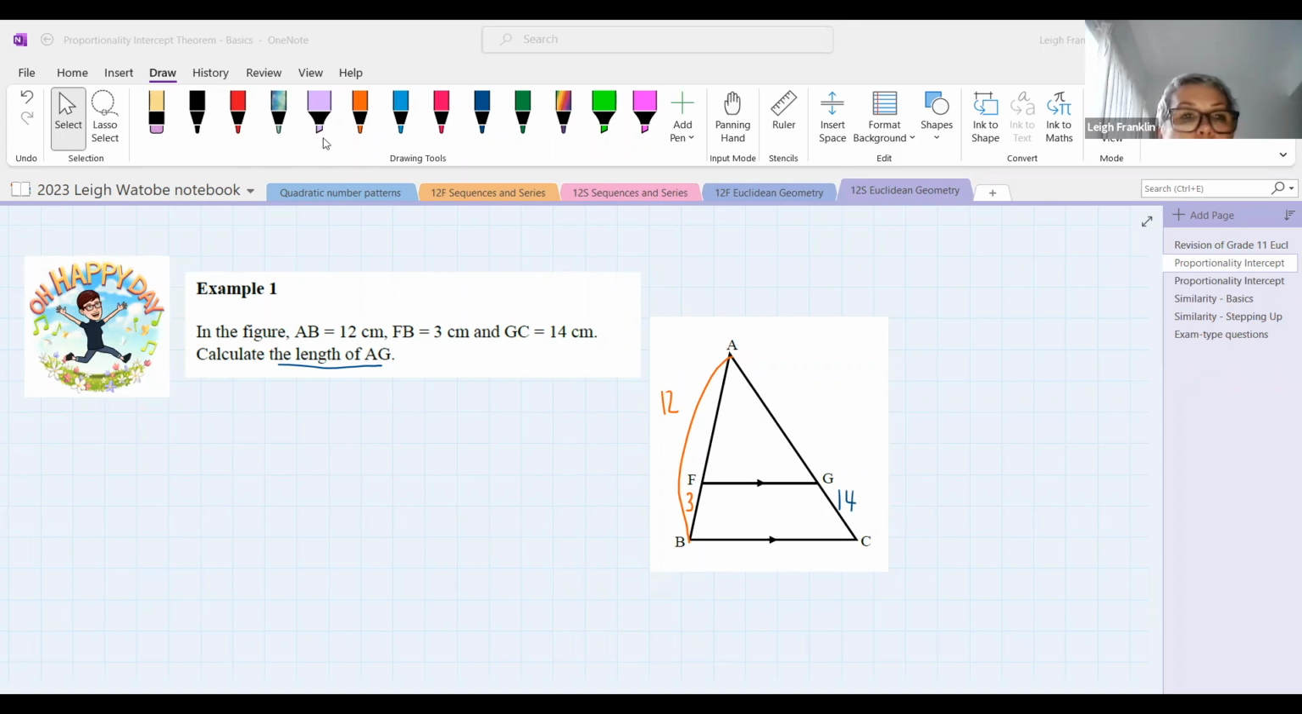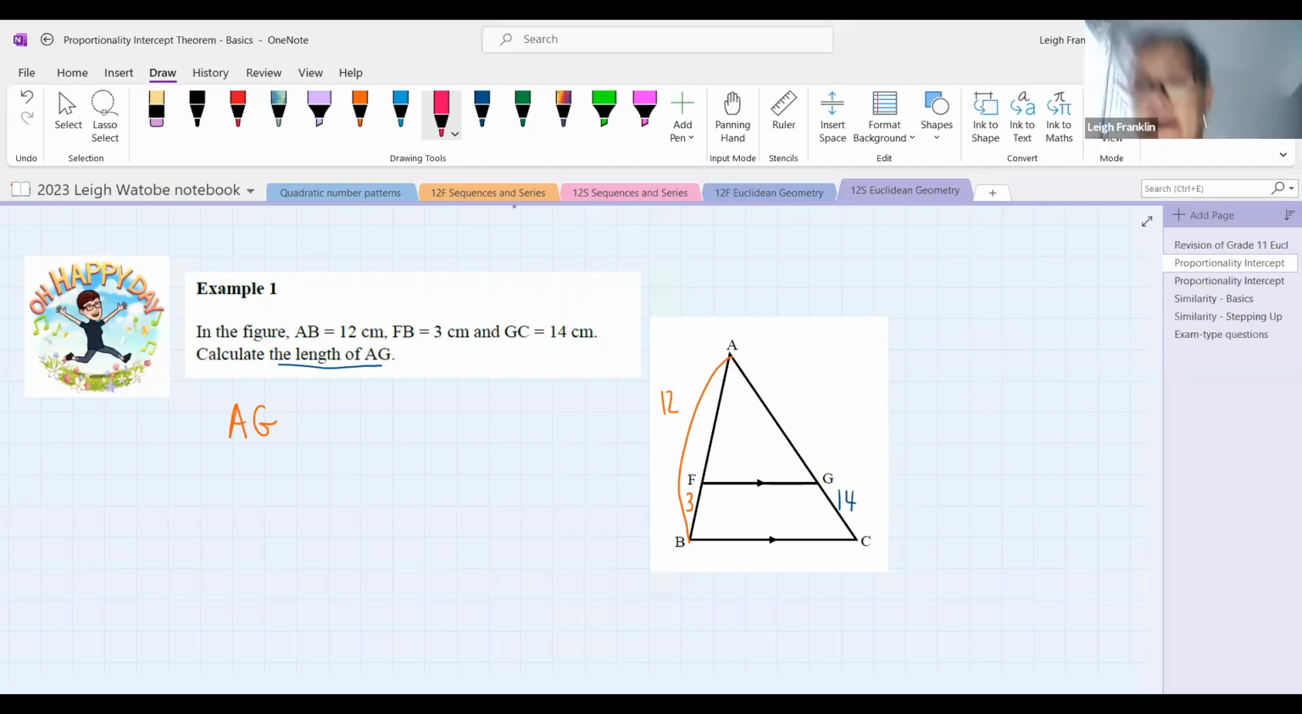All right, so here is my proportion statement. Okay, if I say AG, oh, by the way, let me just ask another question. If AB is 12 and FB is 3, how long is AF? Put that into the chat. How long is AF? AF is 9. Good.